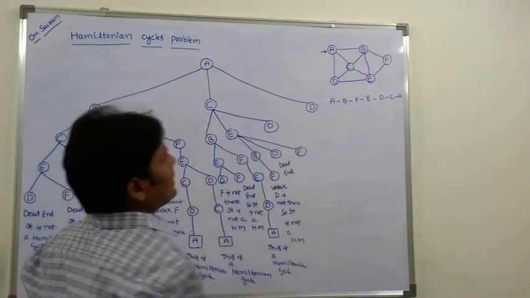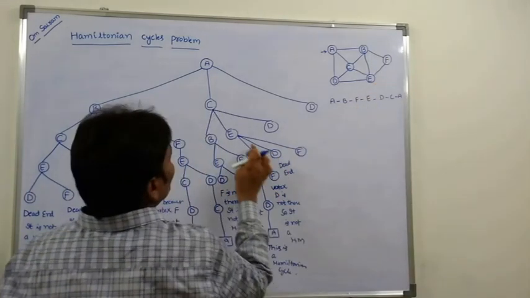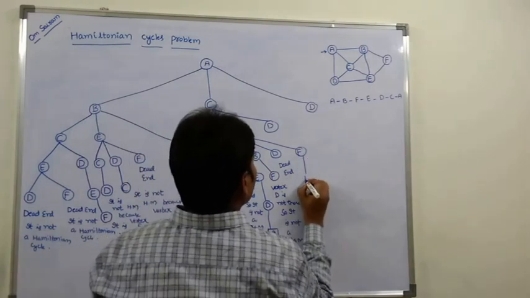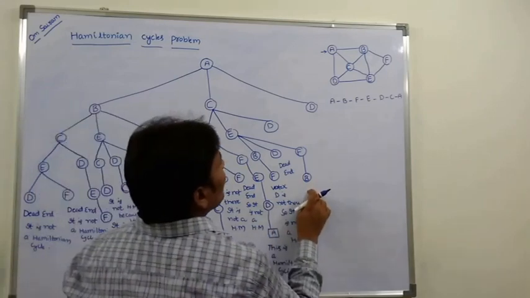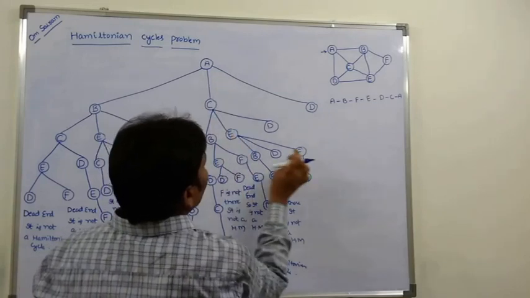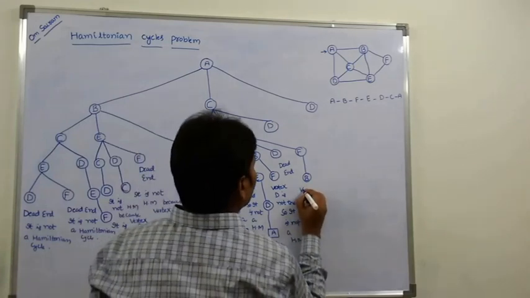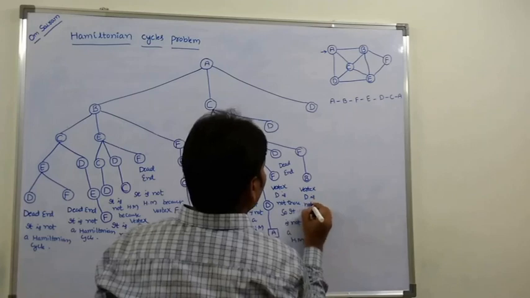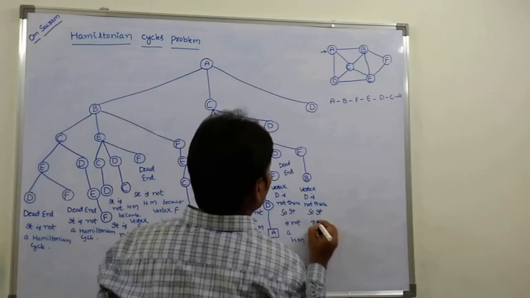Next consider vertex F. What are the adjacent nodes for vertex F? D and E. So E is already visited but B is not there. So now consider vertex B. So what are the adjacent nodes for B? A, C, E, F. Already all are visited but vertex D is not there. So it is not a Hamiltonian cycle.